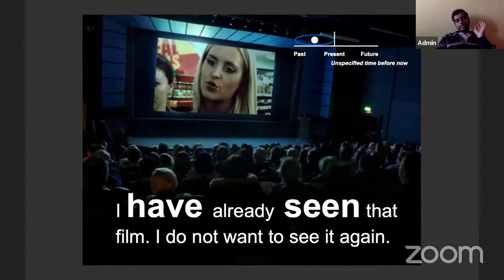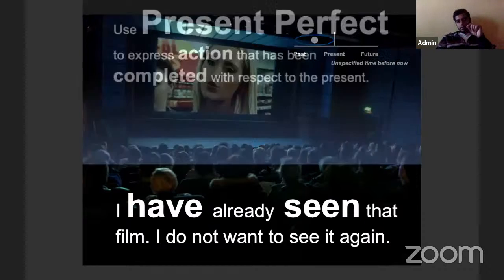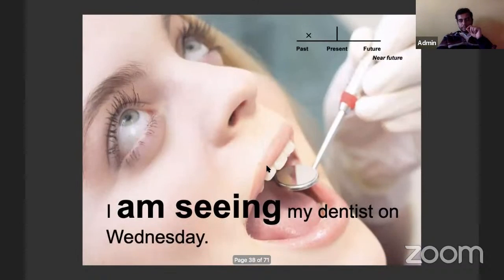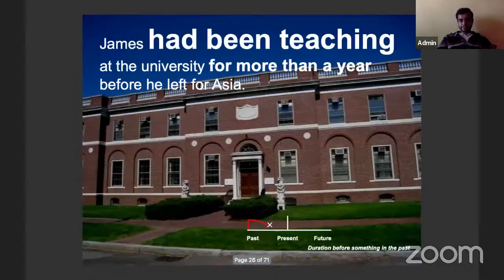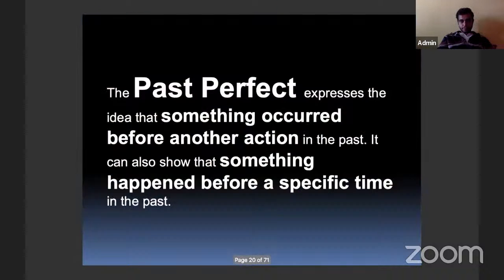I have already seen that film. I do not want to see it again. Unspecified time before now. If it was a specified time, remember, then you would have had to use simple past. Coming back to simple past. See, sorry.